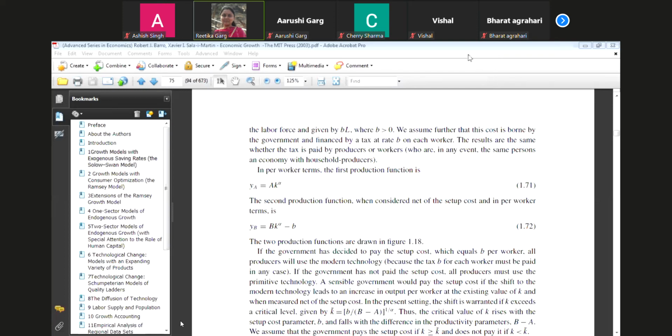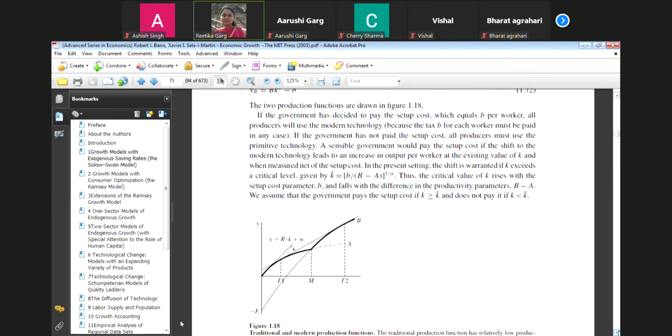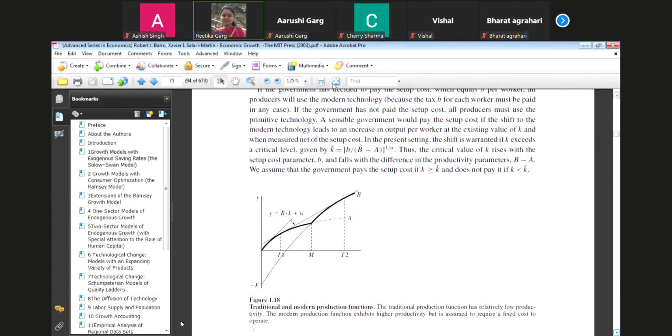Now let's plot the production functions. How will these production functions look? When you plot the production functions together on the same graph, both with the old and the new technology, this is your production function with old technology, and this is the production function with new technology. And there is some overlap.